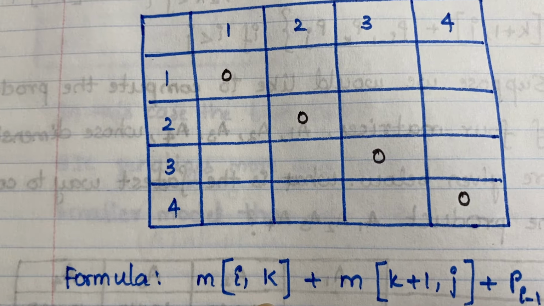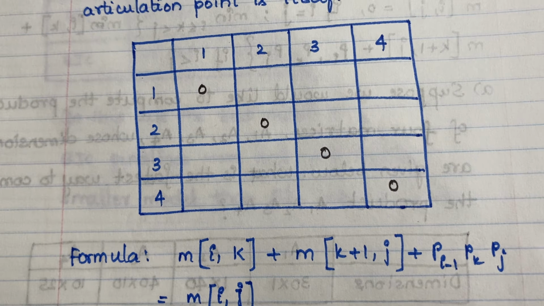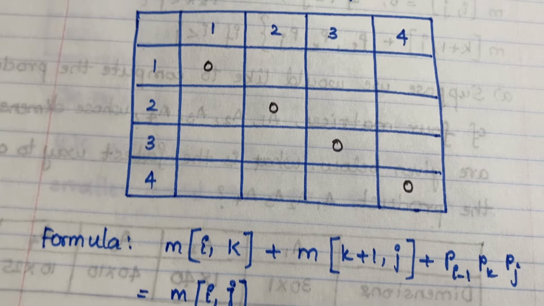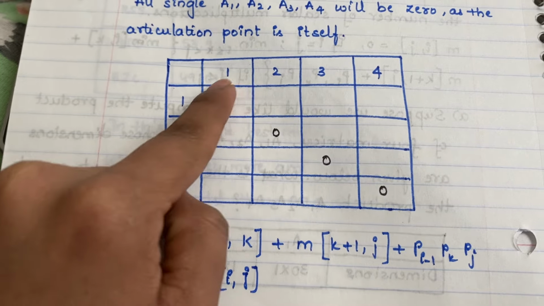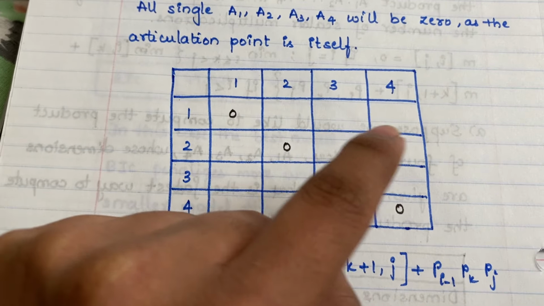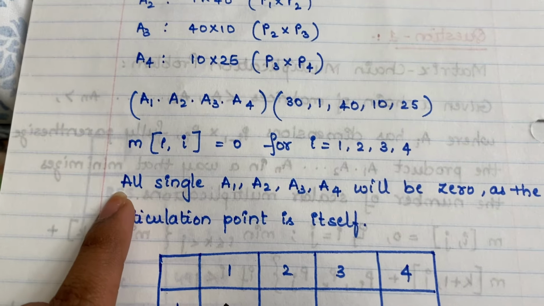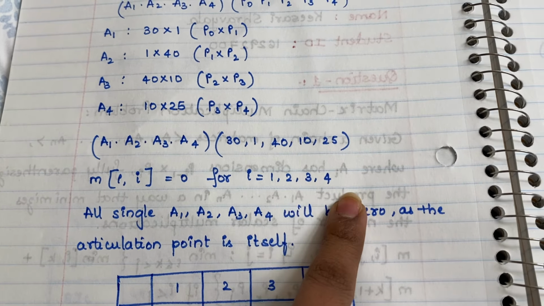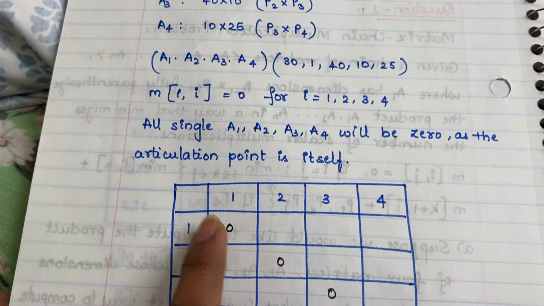Now I have the formula: m of i comma k plus m of k plus 1 comma j plus p of i minus 1, p of k and p of j, that is equal to m of i comma j. In order to fill this box, we have this formula. Based on this formula, we will first form this table, and then we will find the least number of calculations and the count of its value. Here we have m of i comma i equal to 0 for all i equal to 1, 2, 3 and 4. Here i is 1 to 4. We have 4 matrices here. Why are these 0?